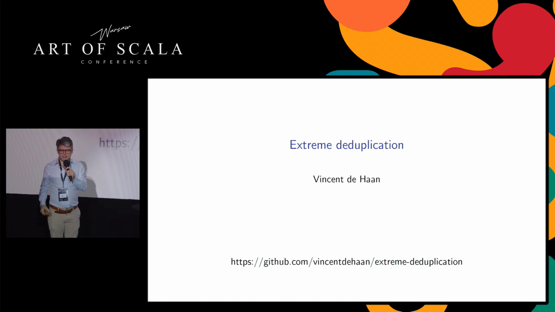But first, let's tell you a bit about myself. I'm Vincent de Haan. You can see my GitHub link on the slide as well, if you want to see the code that I will be talking about. I'm a Scala developer. I live in Amsterdam. I work as a freelancer. I think I have been working with Scala for 5 or 6 years now. And in my free time, I like to run, to ride my bicycle, and to read a lot.